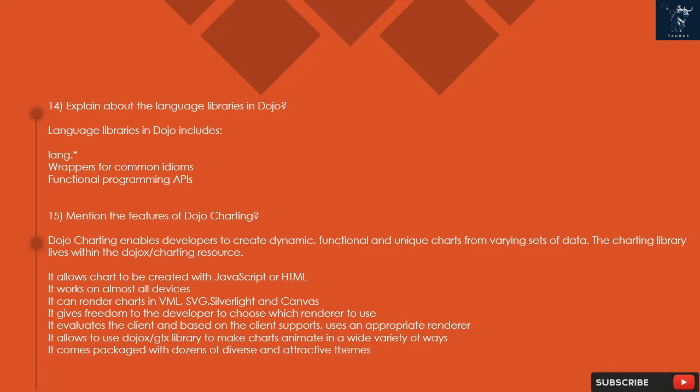It evaluates the client and, based on what the client supports, uses an appropriate renderer. It allows you to use the DojoX GFX library to make charts animate in a wide variety of ways. It comes packaged with dozens of diverse and attractive themes. It allows for linear and radial gradients within chart themes.